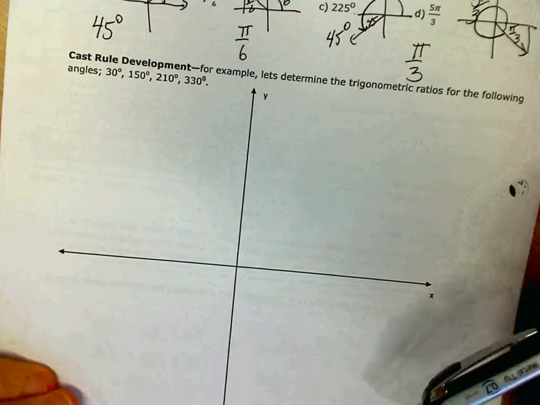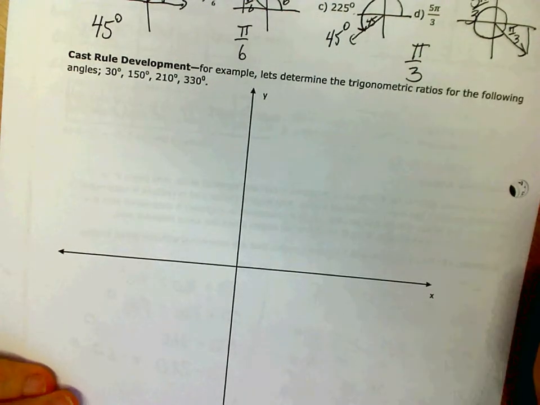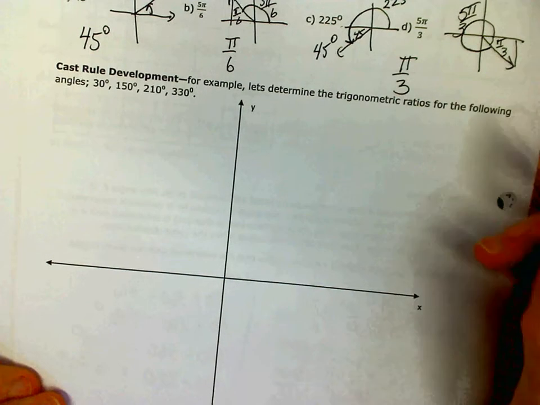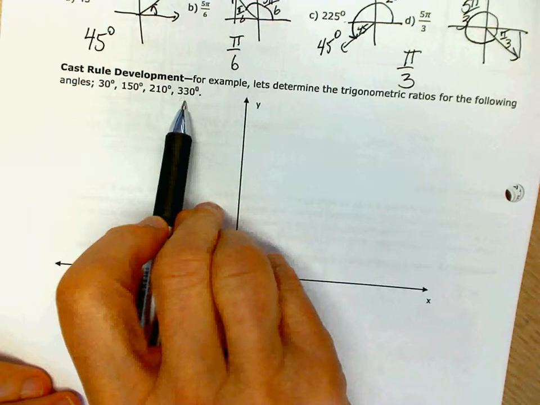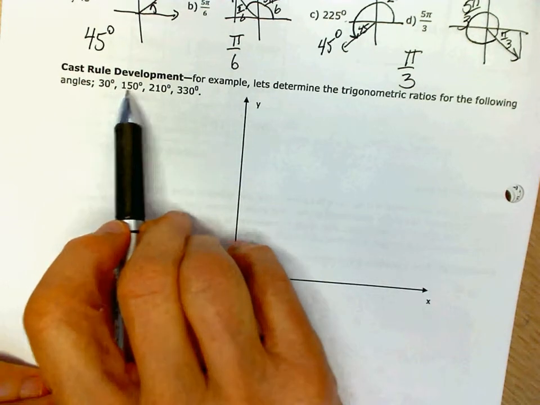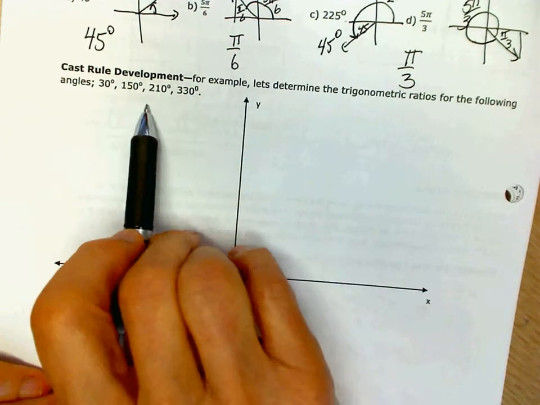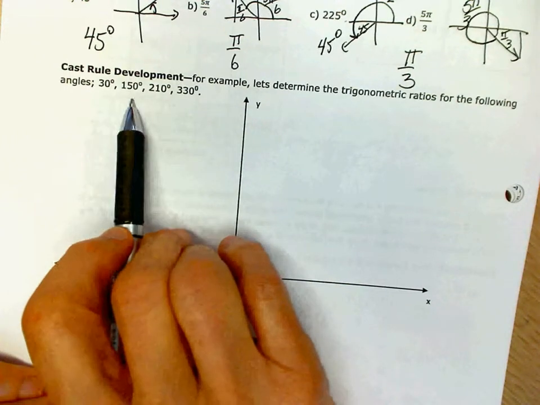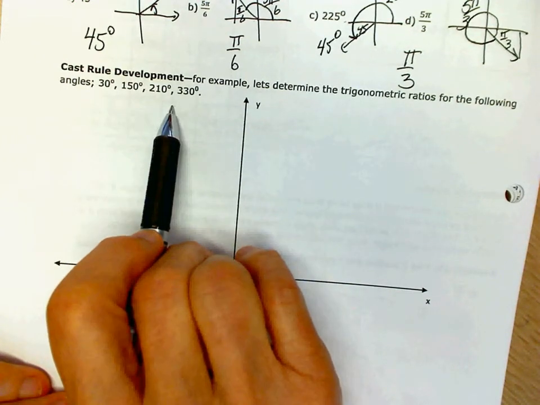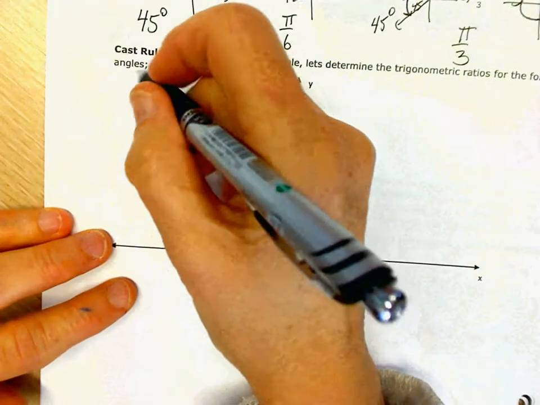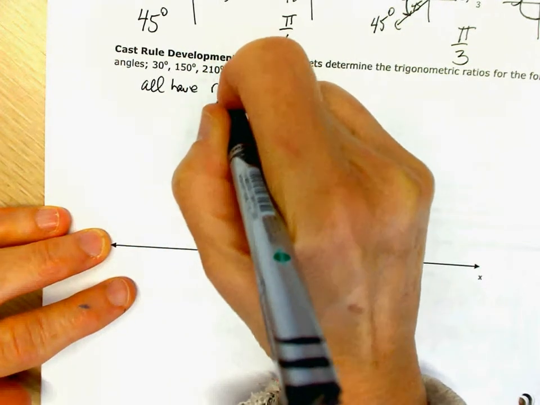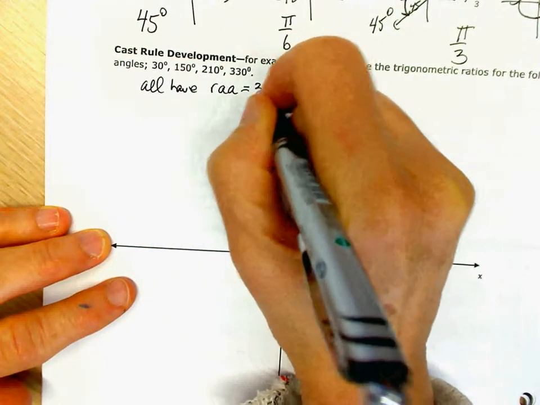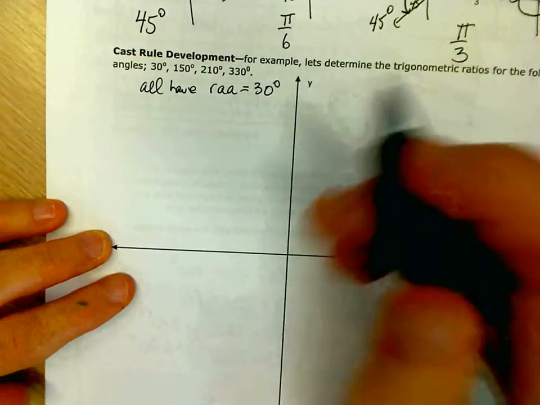Okay. Cast rule development. Let's determine the trig ratios for 30, 150, 210, and 330. What do all of these angles have in common? They all have a related acute angle equal to 30 degrees. Okay? So this is 30 degrees.